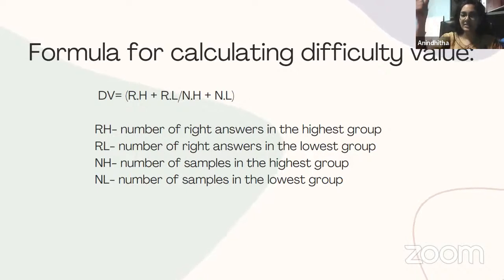Right answers in the higher group refers to how many people have keyed in the responses that you deem the right answers in the top 27%. And right answers in the lower group refers to how many people have gotten the keyed response in the lower 27%. So if you can just make a note of this very quickly, we can revisit this when we're doing our calculation. So DV is equal to the number of right answers in the higher group plus the number of right answers in the lower group, divided by the number of people in the higher group plus the number of people in the lower group. Make sense? Can I move on?